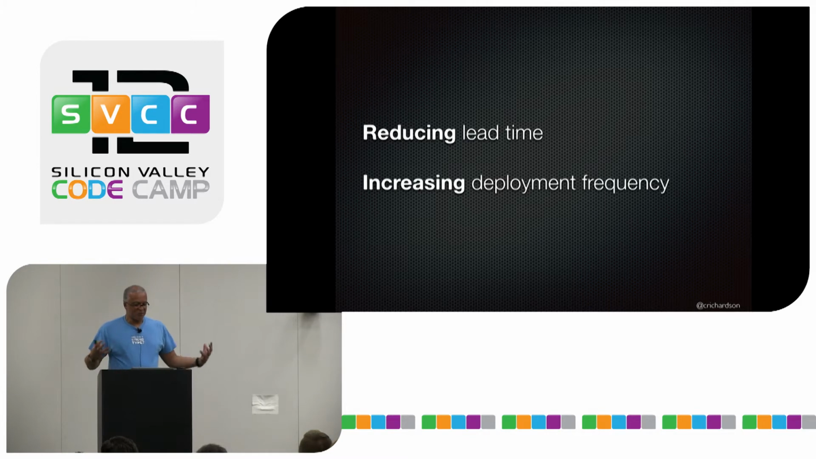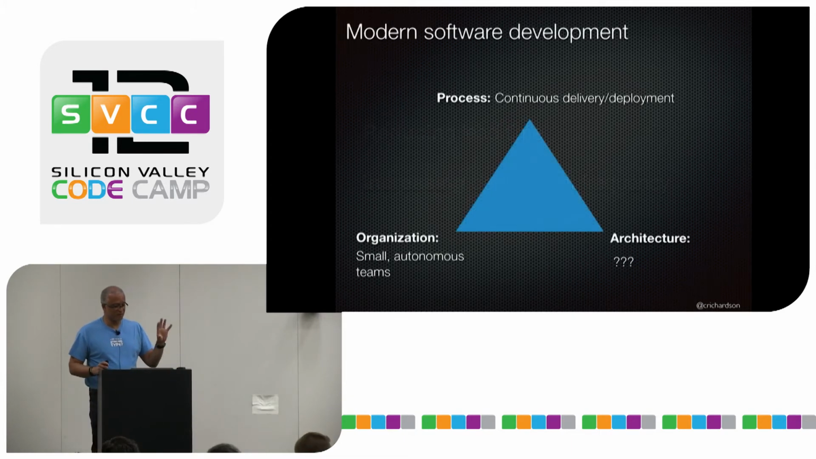And your ability to do that is really dictated by the architecture of your system. So I like to think of modern software architecture, or your ability to develop software in a modern way, as really a combination of three things. One is process, and the state of the art for that is continuous delivery and continuous deployment. You've got to have the right organization in place in order to do that, right?